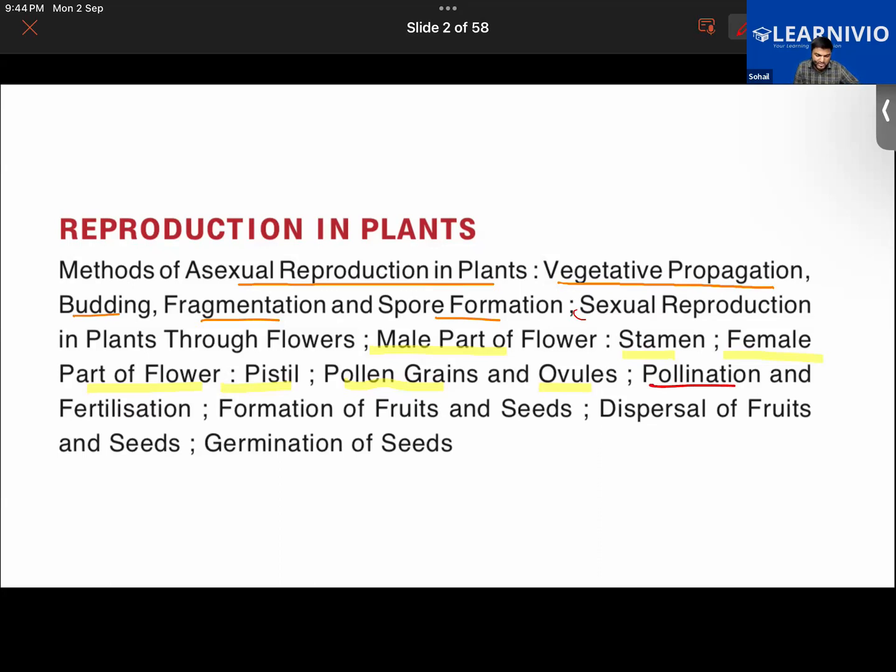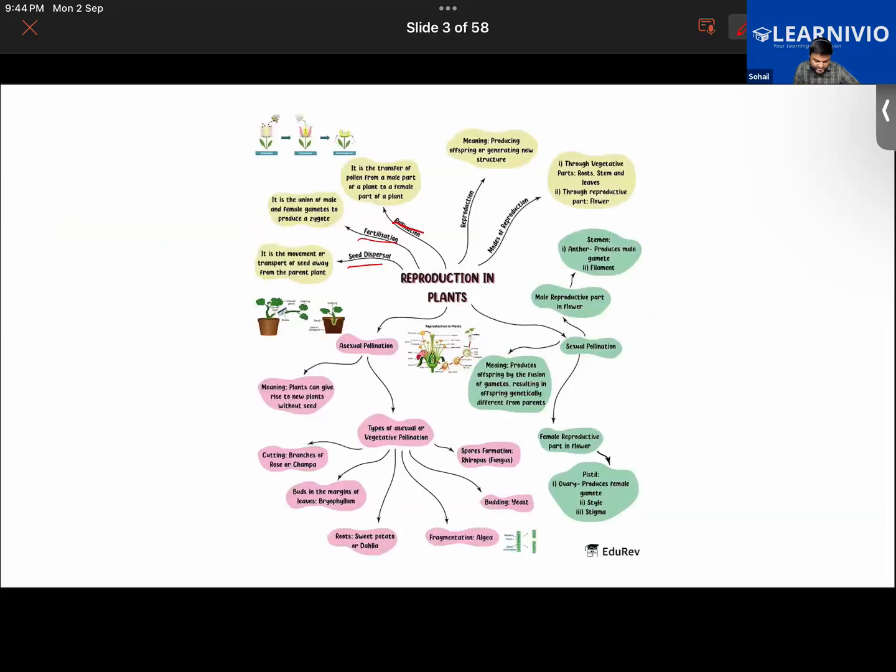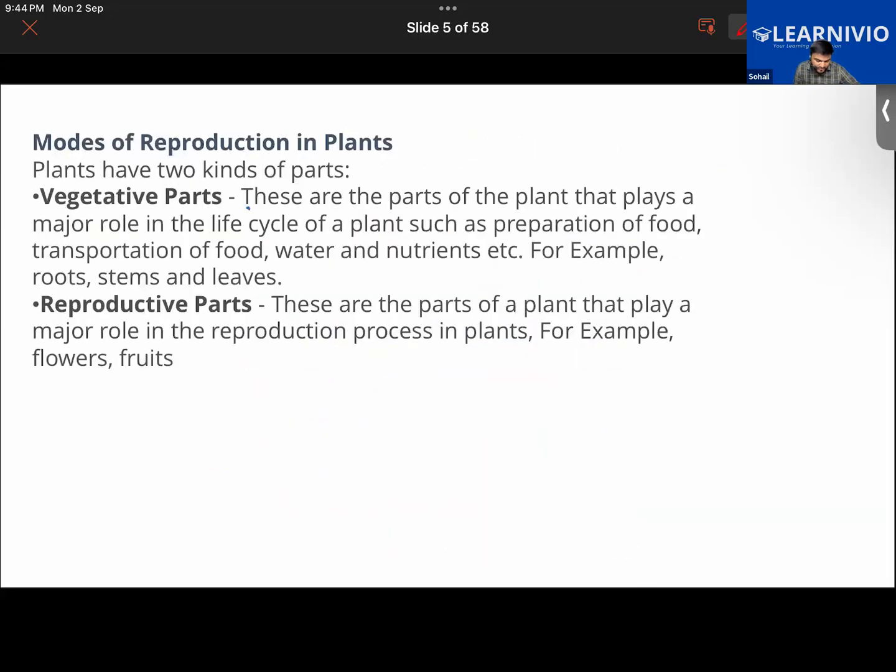What is pollination? What are the types of pollination? How does fertilization occur? How are fruits formed and how are seeds formed? Getting it? What is dispersal of the fruits and seeds, and how will seeds germinate? What are the necessary requirements for seeds to germinate?